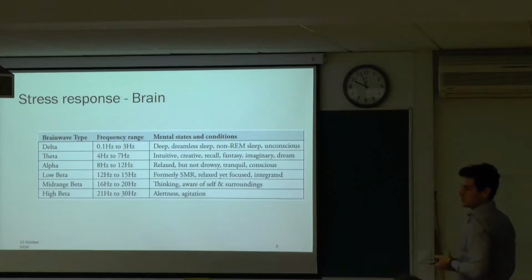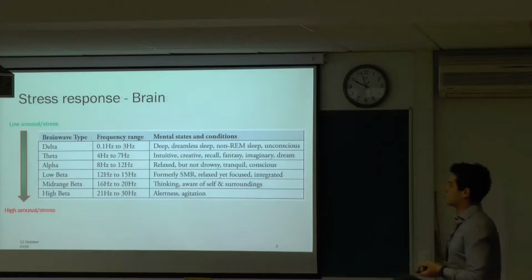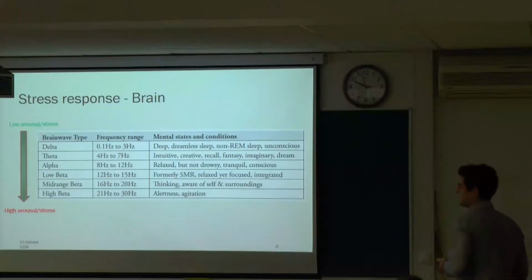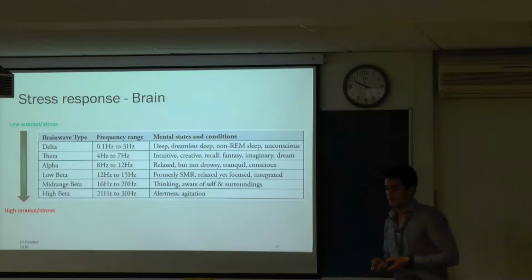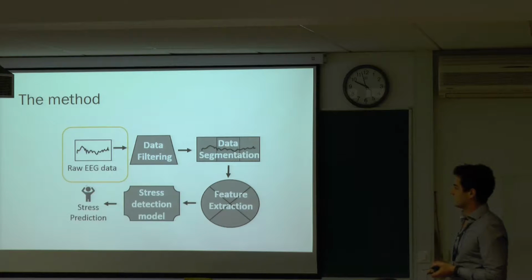So if we try to translate this into some kind of stress levels, we would get something like this. So when we are under low arousal, then the brain works in the low frequency bands, and when we are under high arousal, then the brain works in high frequency bands. So this is the method that we are proposing for stress detection.